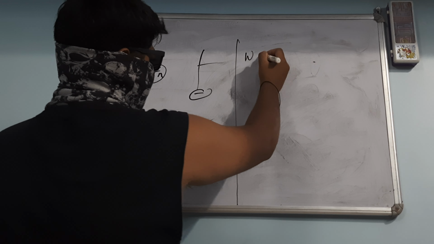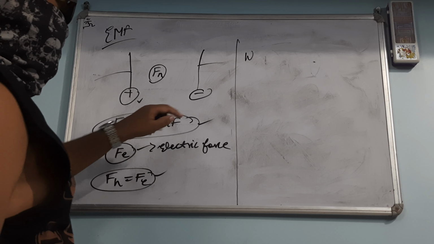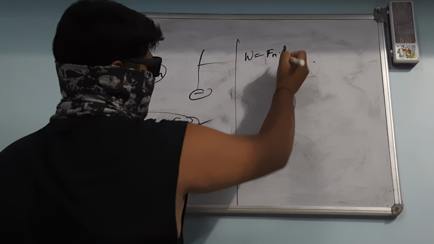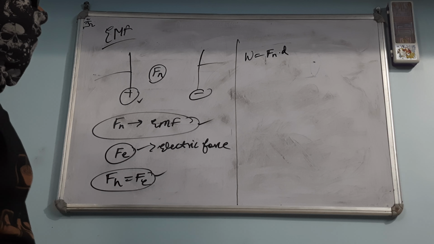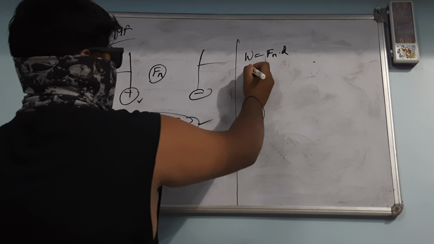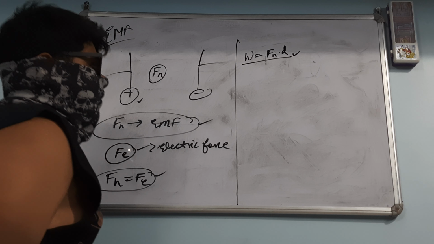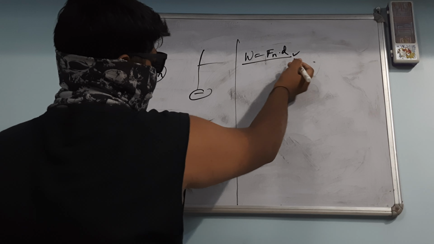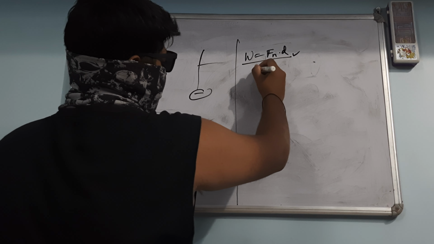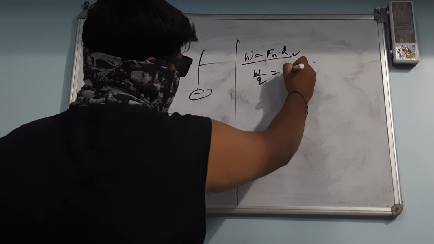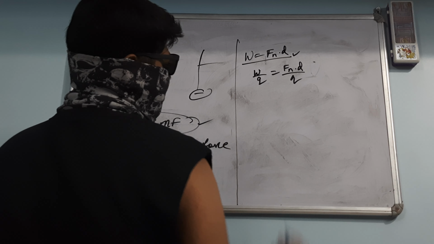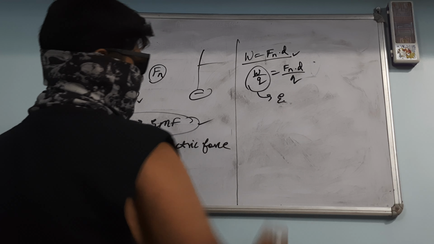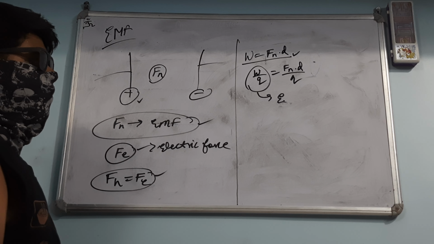Now the work done by the electromotive force in moving the charge from lower to higher potential is Fn into d. As we know, this is the work done, and this work done per unit charge is known as EMF. This is only electromotive force.